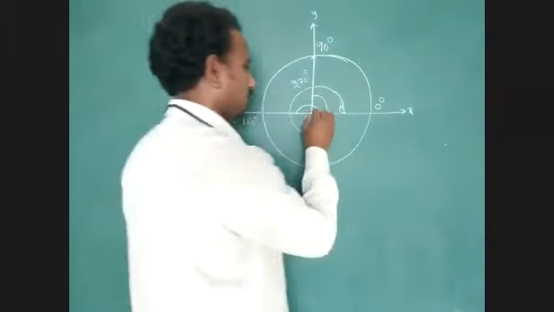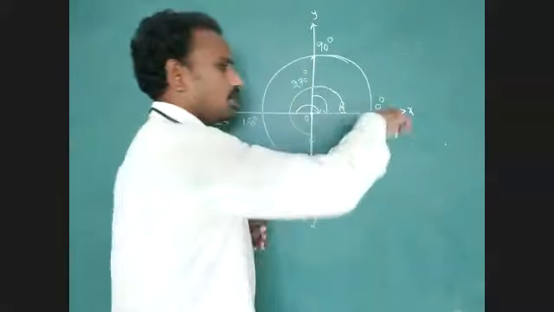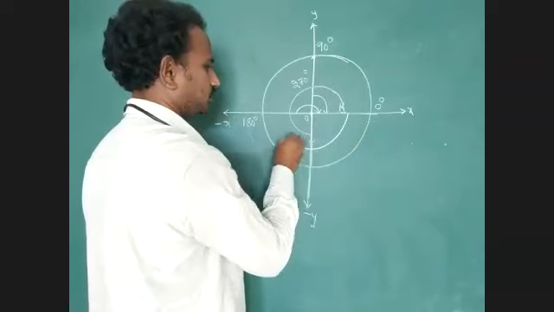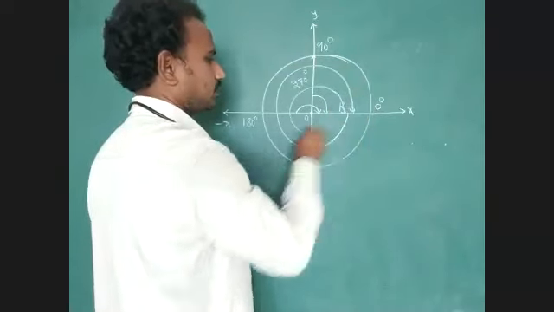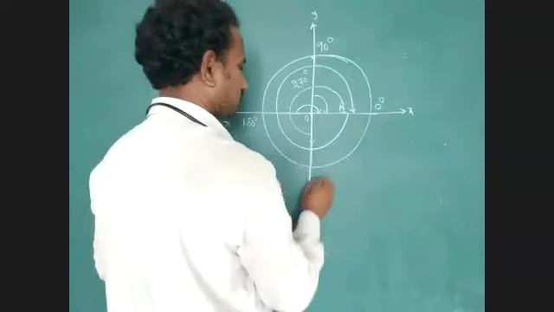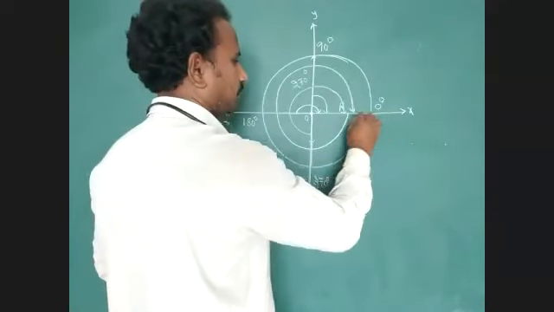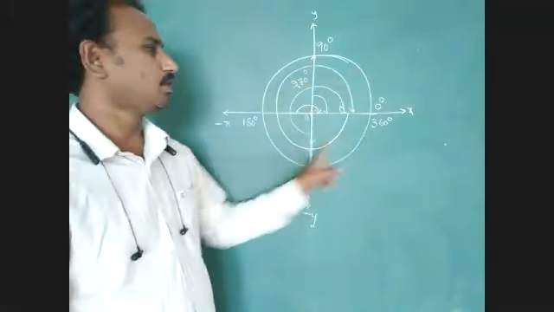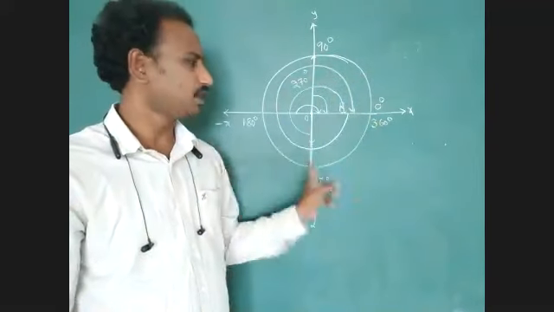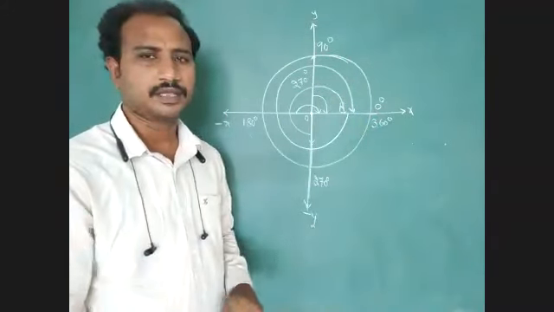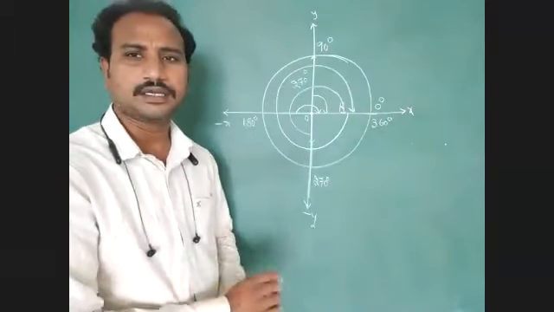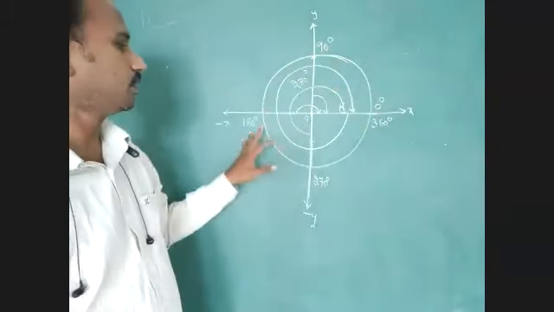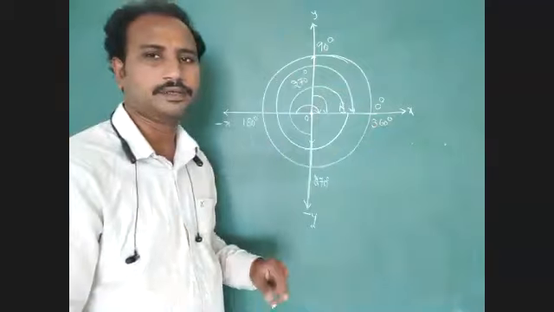The radius vector position finally comes back along the horizontal x-axis. What is the angle it makes with respect to the horizontal x-axis? 360 degrees. The radius vector completes one rotation. The radius vector sweeps 360 degrees. We have to identify these points: 0 degree, 90 degree, 180 degree, 270 degree, 360 degree.